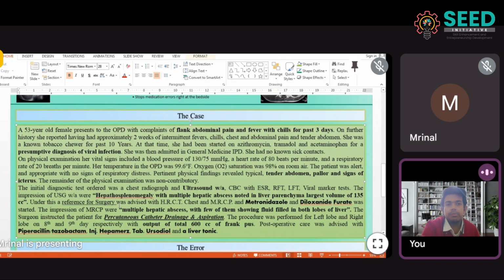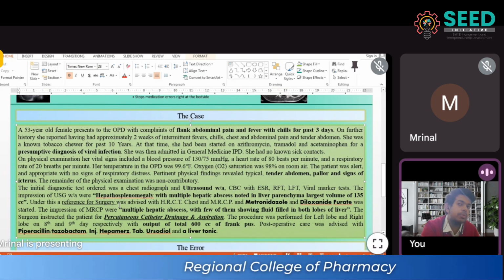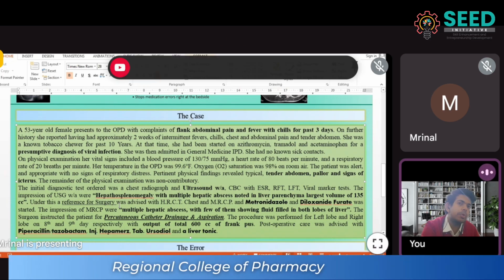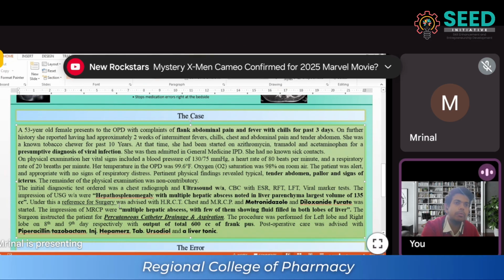After the evaluation and the reference from the surgery department, they advised an HRCT chest, MRCP, metronidazole, and diloxanide furoate. What does metronidazole do? Metronidazole is an antibiotic, and diloxanide furoate is also an antibiotic but specifically used for liver abscess. The impression of MRCP was multiple hepatic abscesses, a few showing fluid filled, in both lobes of the liver.